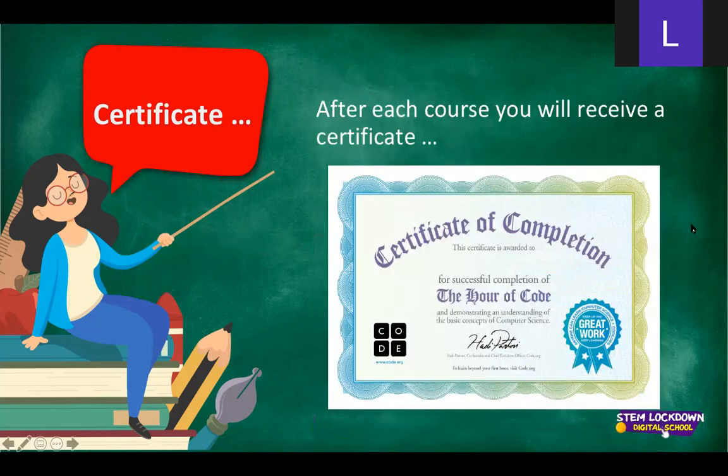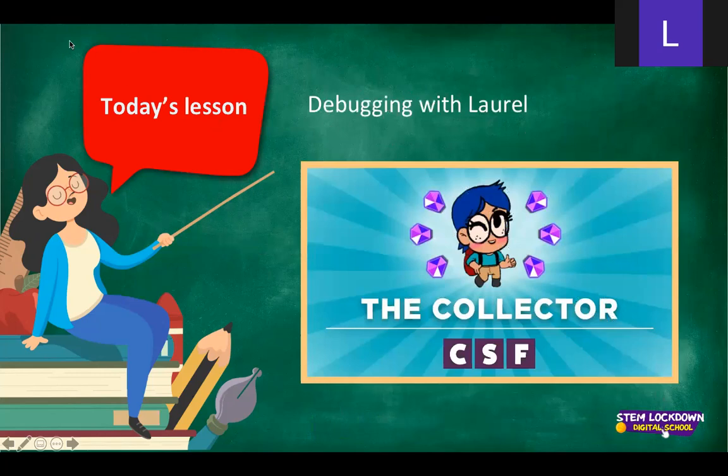And then after each course, you'll receive a certificate. After completing your courses, at the end, you're going to write your name, and then you're going to get this certificate with your name on it. So please ask your parents or your guardians to print it for you or to save it on your computer. Okay, before we go to the dance party, maybe that'll be homework.